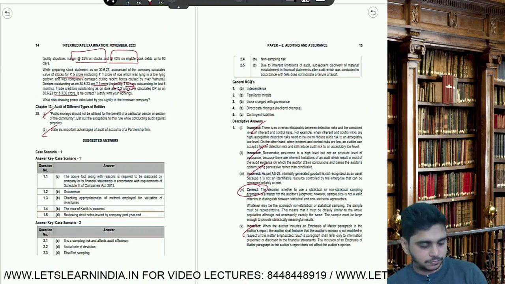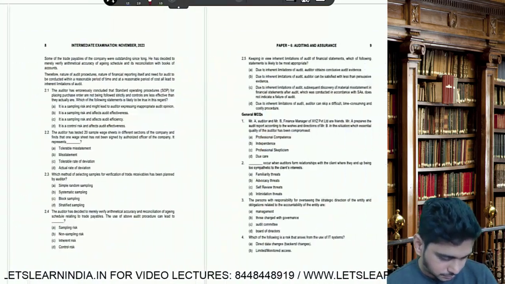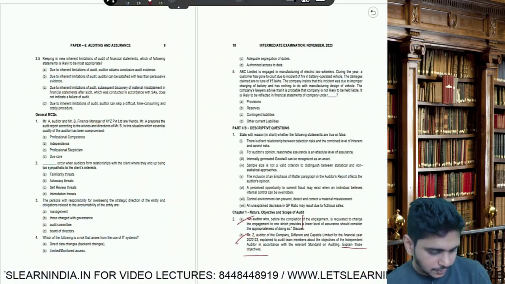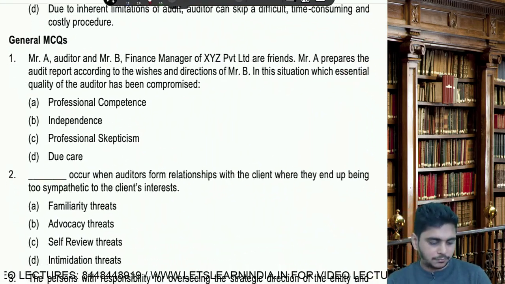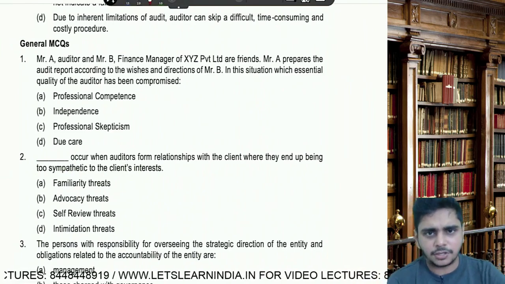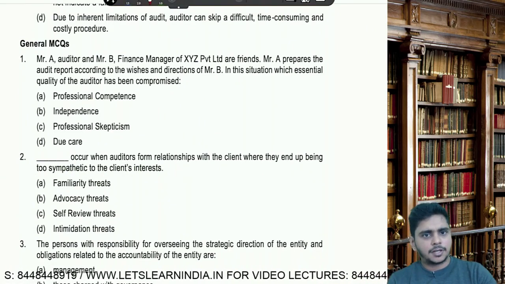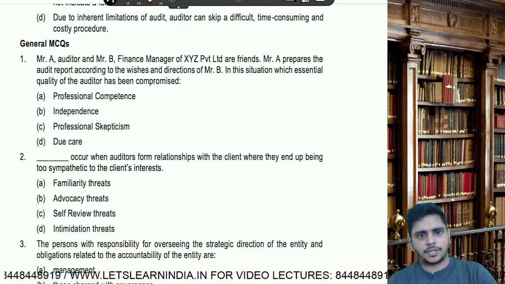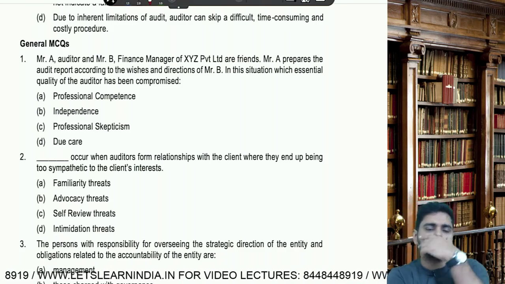Then MCQ. General MCQs. Come to general MCQs. Now, Mr. A, the auditor, Mr. B, the finance manager of XYZ Private Limited are friends. Mr. A prepares the audit report and according to the wishes and direction of Mr. B, in this situation, which essential quality of the auditor has been compromised?